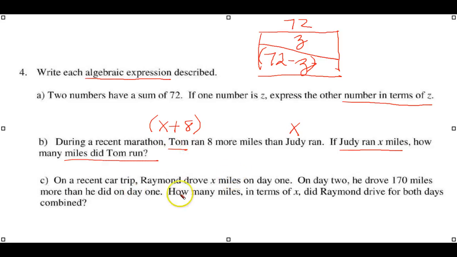On a recent car trip, Raymond drove X miles in one day. On day 2, he drove this many miles more. So on day 1, he drove this. On day 2, he drove that same amount, plus 170 more. How many miles did he drive for both days? Well, we have to add these two together. So it would be 2x plus 170.